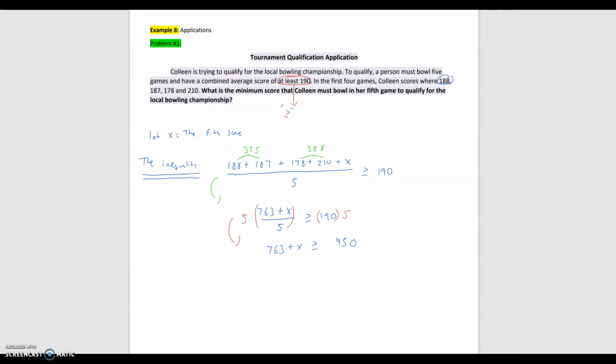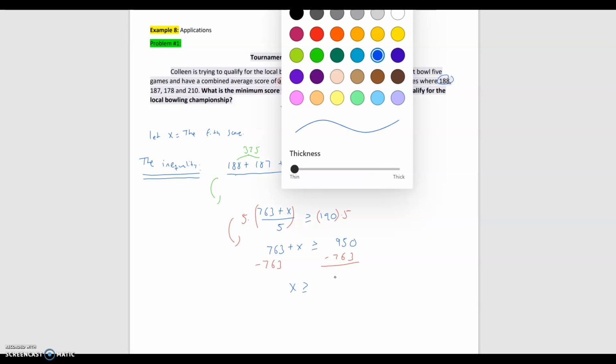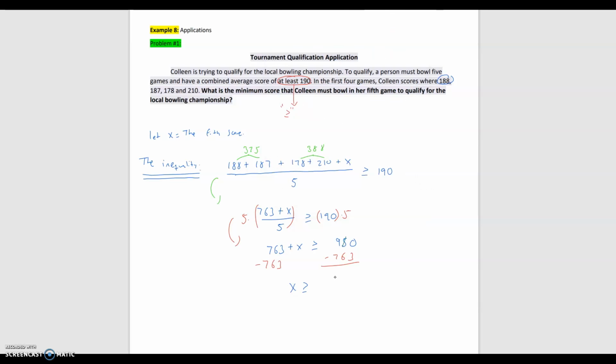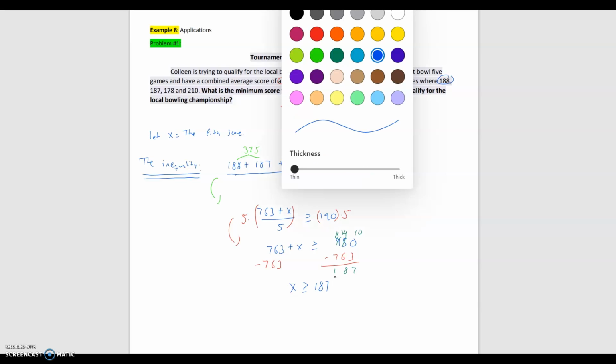At this point, we're going to be subtracting the 763. So minus 763, that's going to give us that the value of x is greater than or equal to. And as we borrow, this is going to be a 4. So that's a 10. That's going to be a 7. This is an 8, and that's a 14. So this is going to be an 8. And I'm getting 187. So 187 is the answer.